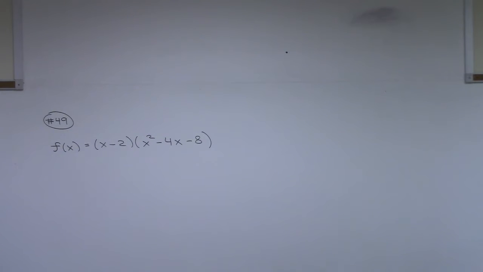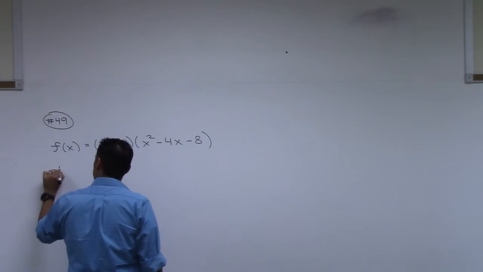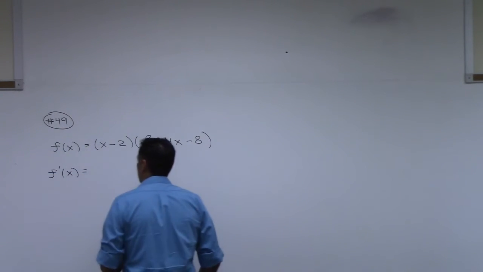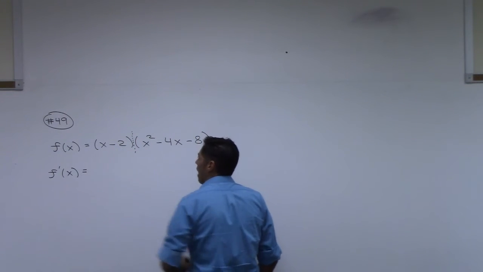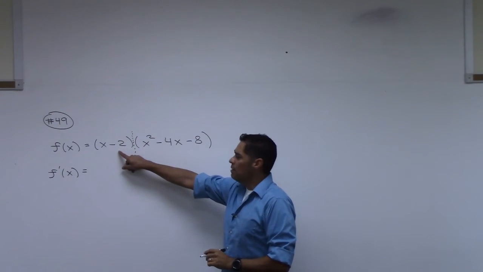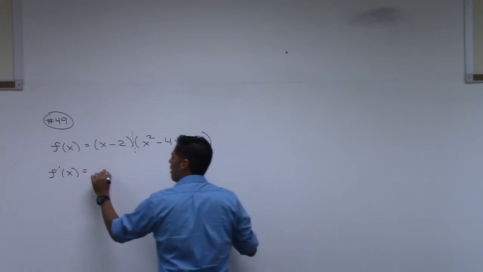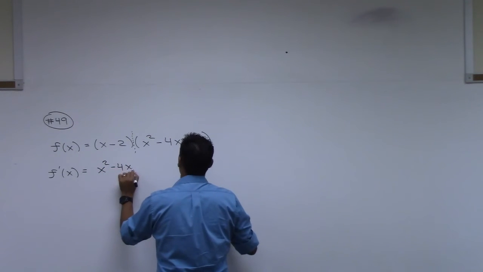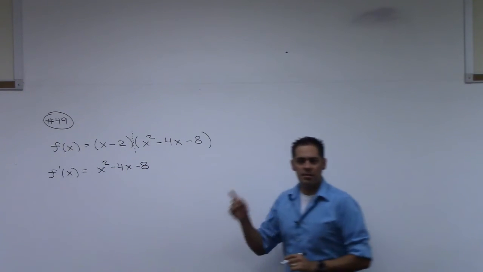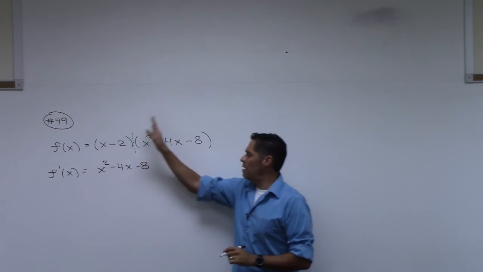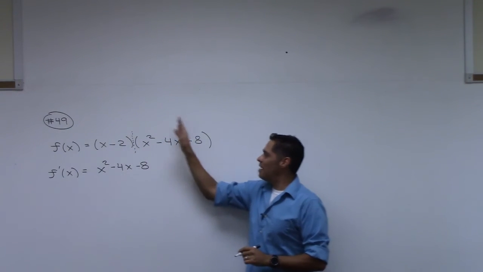You could do the product rule, or you could expand it all out and then take the derivative. It's really up to you. I'm going to do the product rule because that was the first thing that was mentioned. So if I do the product rule here, I have to take the derivative of this one first, right? Which is just 1, and then times this. So I'm just going to write down x squared minus 4x minus 8. That's the derivative of this times this.